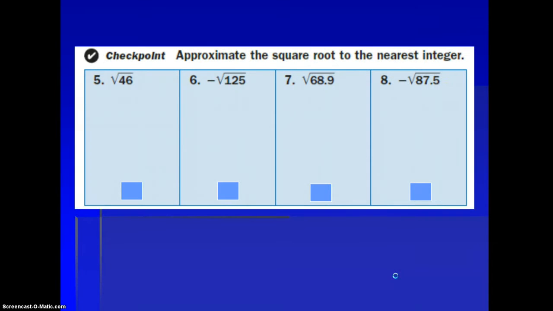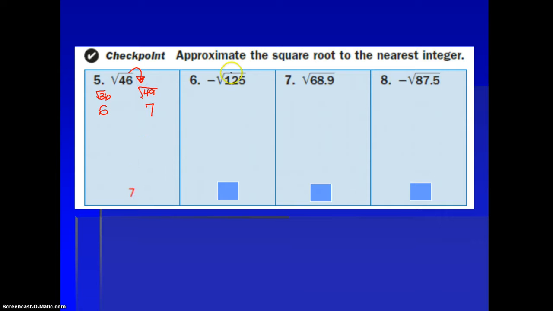Let's try another one of those before I let you do some on your own. The square root of 46. We know that 46 is close to the square root of 49, and we can also say it's close to the square root of 36. The square root of 49 is 7, the square root of 36 is 6. I would say this is closer to 49, so I would approximate that it is 7.